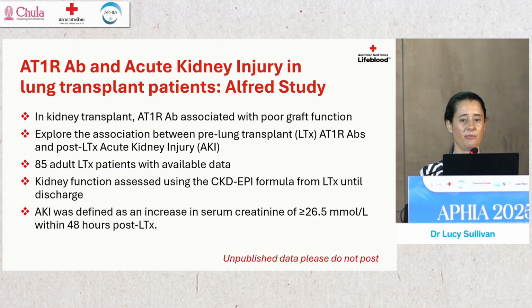I'll just share some of the data now from the Alfred Hospital, where they are now routinely looking at AT1R levels in their lung transplant cohort. As we know, AT1R antibodies in kidneys have been associated with poor graft function, and this team decided to take a bit of a nuanced look at it. Rather than look at graft function in their lung transplant cohort, they looked at kidney function and related that back to AT1R levels. They looked at 85 adult lung transplant patients, and the kidney function was assessed using the CKD-EPI formula from the time of transplant until the time of discharge.